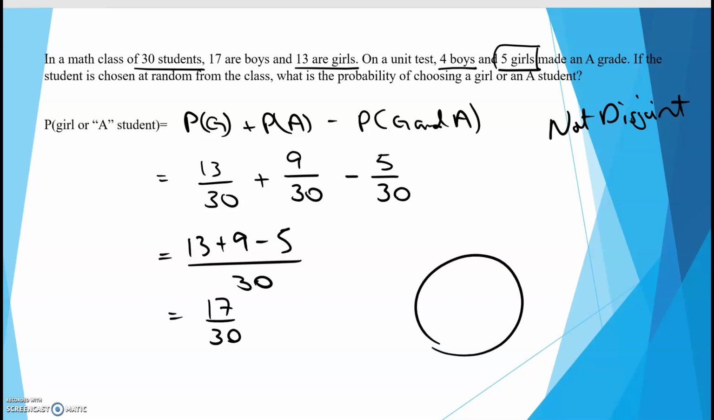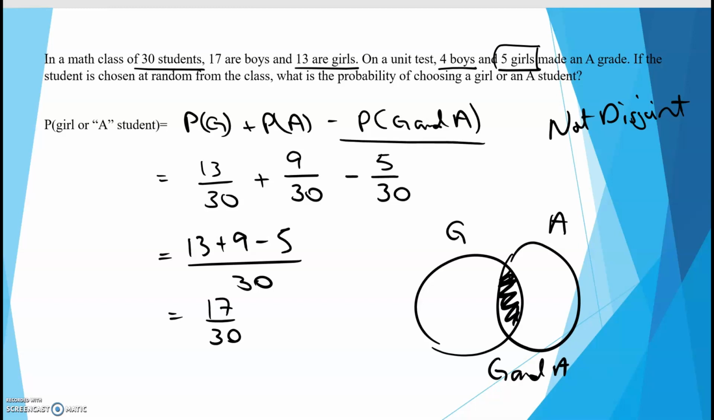So same thing, probability of girls, probability of an A student. This right here in the middle that got counted twice is girl and A student, or a girl who is an A student. Because we counted this twice, we have to subtract it one time, so we don't have a double count, and that will leave us with our final answer of 17 over 30.